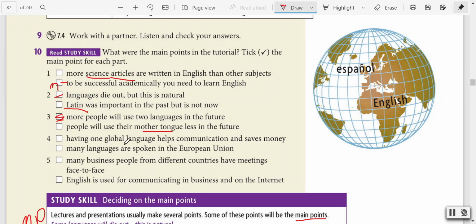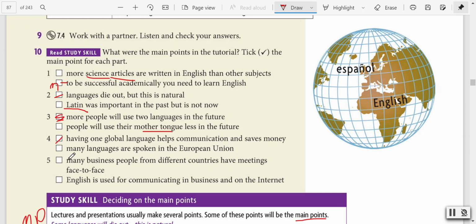Having one global language helps communication and saves money. And many languages are spoken in European Union. Which one can be the main point? In here, having one global language helps. This one can be the main point.